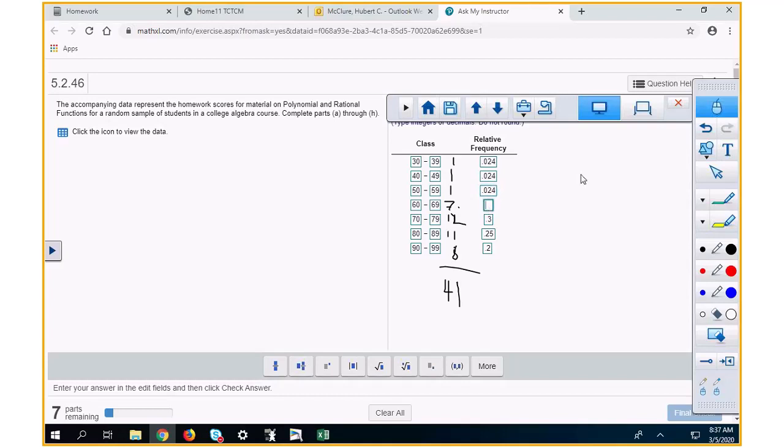Somebody give me the other ones. 7 divided by 41. 0.171. All right, give me 12. 12 divided by 41. 0.293. And the next one? 0.268. And the next one? 0.195.